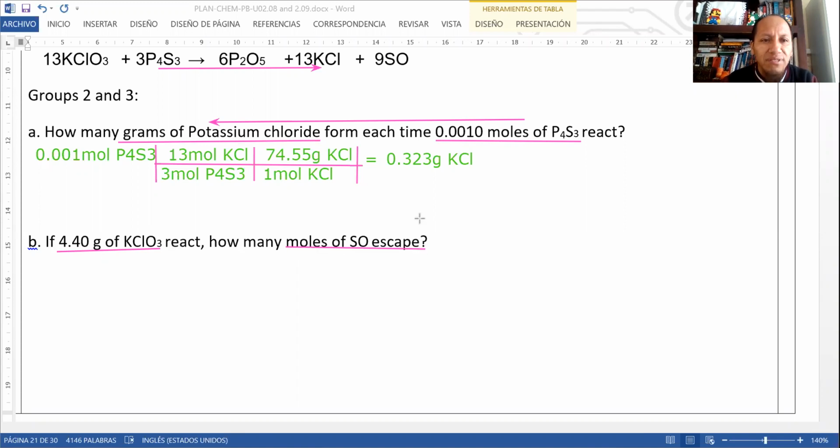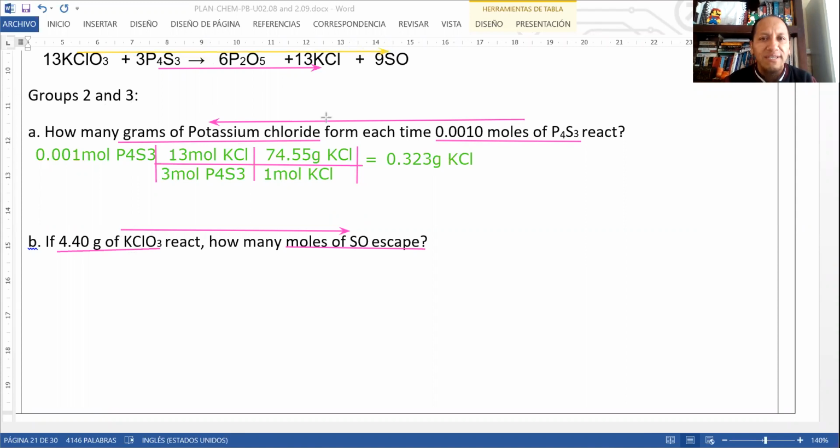So I'm going to write an arrow that says to move from this data to this one, from that data to this one. I'm going to use another color for writing this arrow in the upper part. Let's use this yellow color because I like it. It says from KClO3 to where? To moles of SO. So we're moving there, to moles of SO.